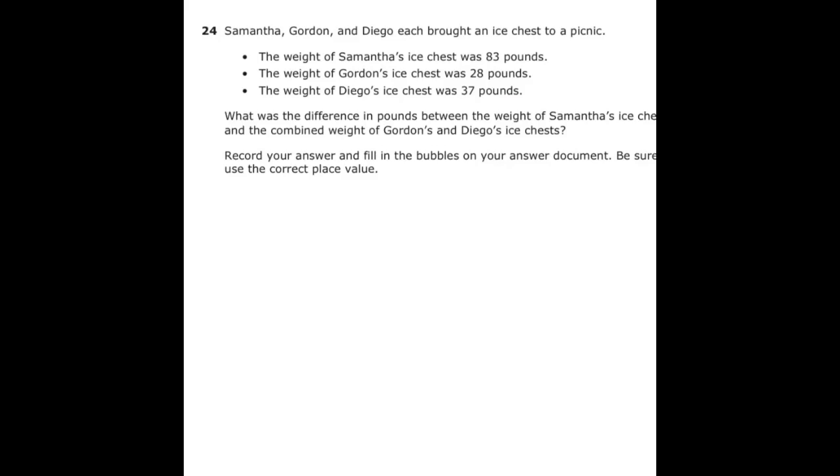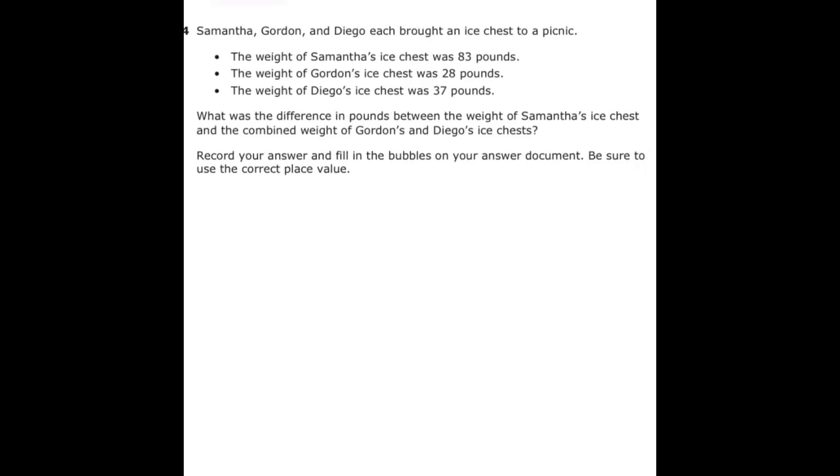It says, Samantha, Gordon, and Diego each brought an ice chest to a picnic. The weight of Samantha's ice chest was 83 pounds. The weight of Gordon's ice chest was 28 pounds. The weight of Diego's ice chest was 37 pounds. What was the difference in pounds between the weight of Samantha's ice chest and the combined weight of Gordon and Diego's ice chests? Record your answer and fill in the bubbles on your answer document. Be sure to use the correct place value.